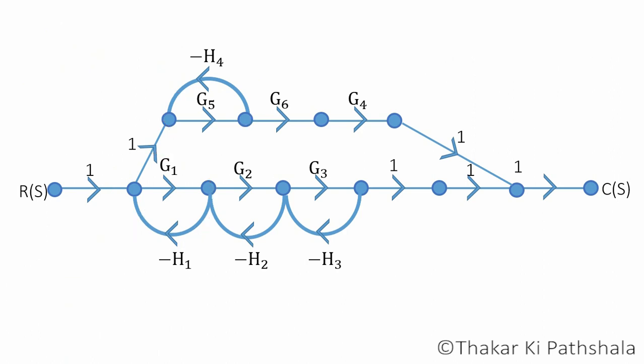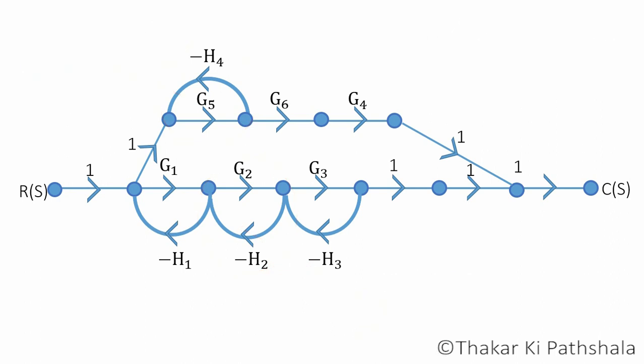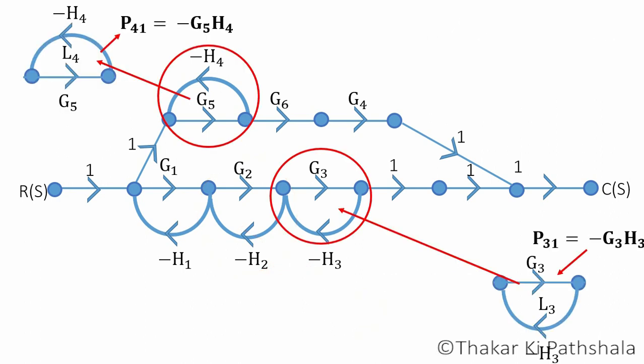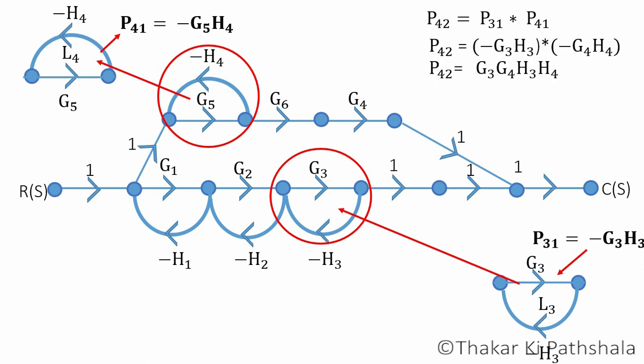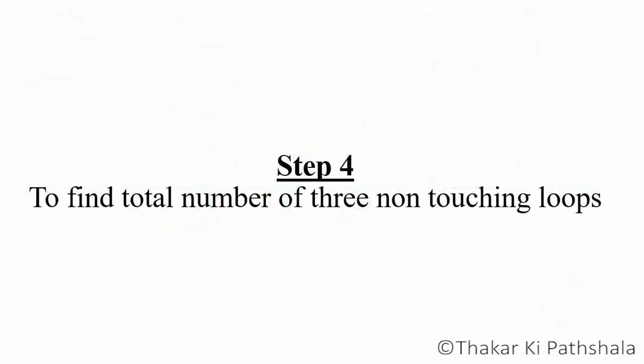Loops L2 and L4 are also not touching each other. So the gain of the third two non-touching loops, P32, is equal to multiplication of the gain of loops L2 and L4. Loops L3 and L4 are also not touching each other. So the gain of the fourth two non-touching loops, P42, is equal to multiplication of the gain of loops L3 and L4. Now there are no other two non-touching loops. So we will move to the next step, which is to find out the total number of three non-touching loops.